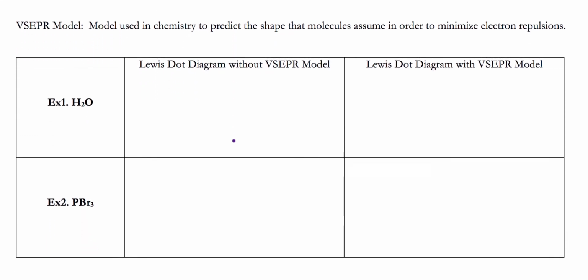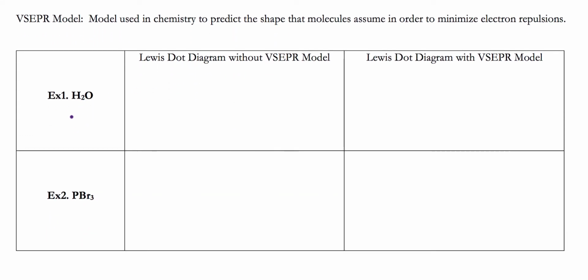Okay, so for water, I have to count my number of valence electrons. All right, hydrogen, if you look at your periodic table, has 1 valence electron, but there are 2 of them. And then oxygen, if you look at your periodic table, has 6 valence electrons. So this is going to be a total of 8 valence electrons. So that's step 1. Let's go to our next step. Step 2, I have to share electrons between atoms.